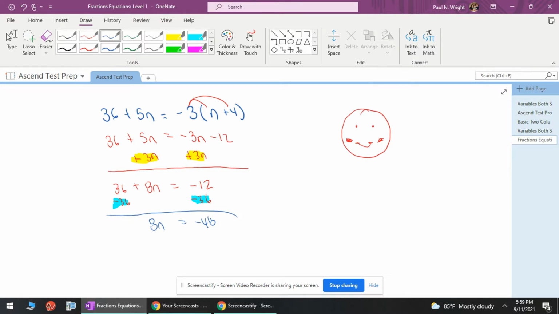What is the opposite of multiplying by 8? Dividing by 8. And if you do it to one side, you have to do it to the other, just like kissing your cousin. You guys got it. -48 divided by 8, n gives me -6.